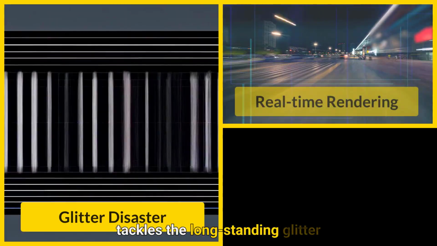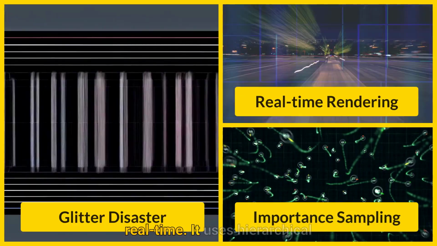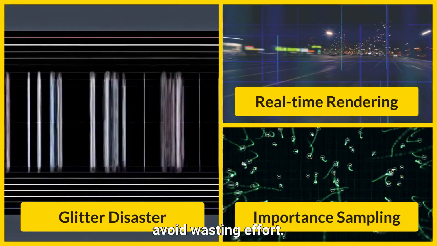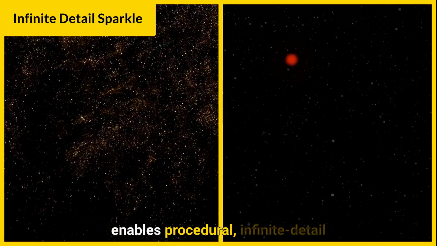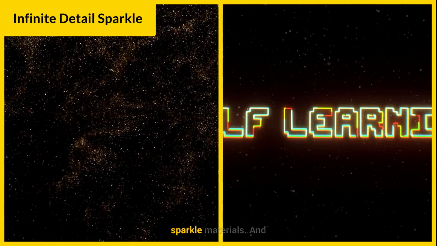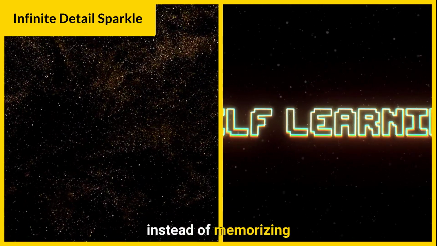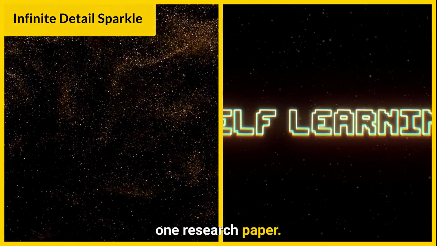So let's recap. We have a technique that tackles the long-standing glitter disaster. It runs in real time. It uses hierarchical importance sampling to avoid wasting effort. It frees artists from tedious UV mapping. It enables procedural, infinite detail sparkle materials. And it reminds us to learn rules instead of memorizing snapshots. That is a lot from one research paper.